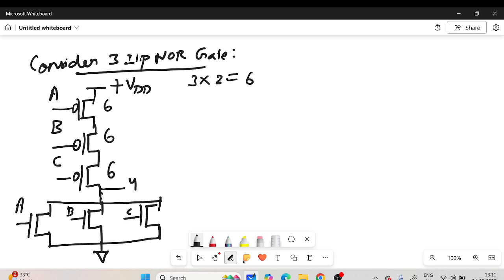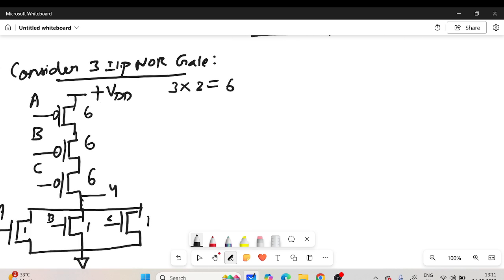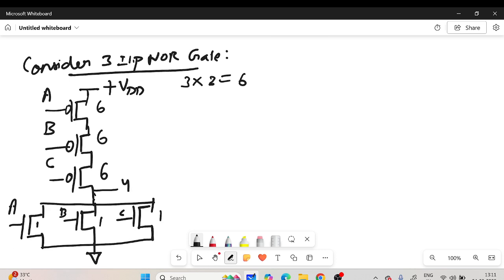Whereas for the NMOS, the transistors are connected in parallel, so there is no need to multiply the number of inputs with the aspect ratio. You can simply consider the aspect ratio of the CMOS inverter that was taken into account. So the aspect ratio for the NMOS is equal to 1. Now our objective is to compute the logical effort for this particular gate.